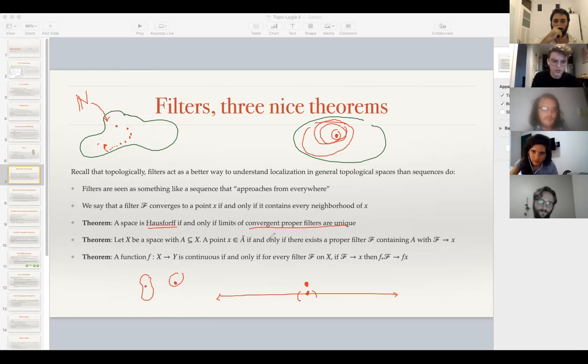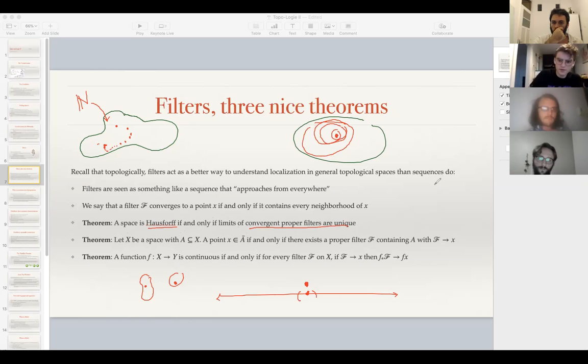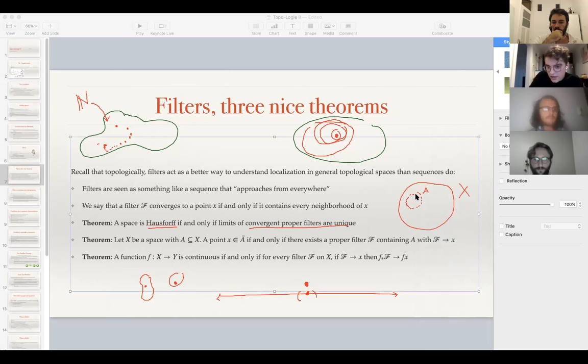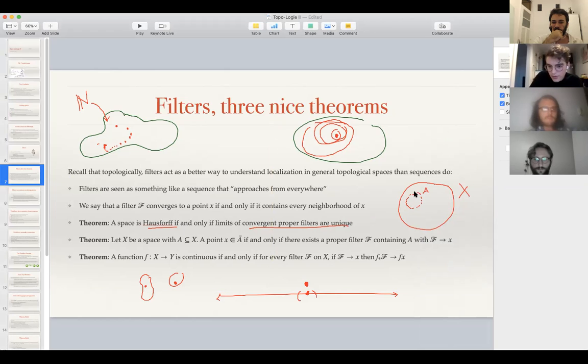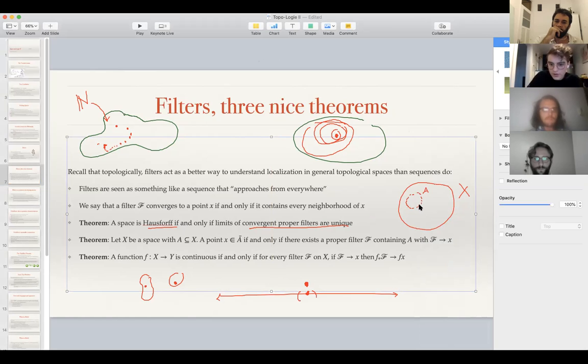a point is in the closure. So maybe I'll draw this. If you have X here, then we have some subset A. A point x is in the closure. So the closure is going to be basically, if you imagine here, let me go back one second. There you go. So the closure, right? A point, for example.